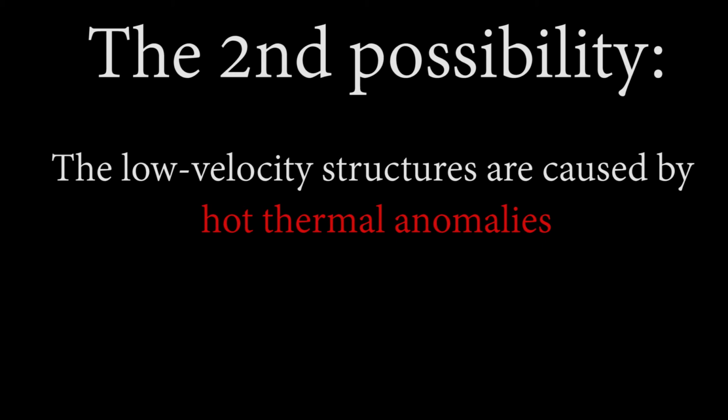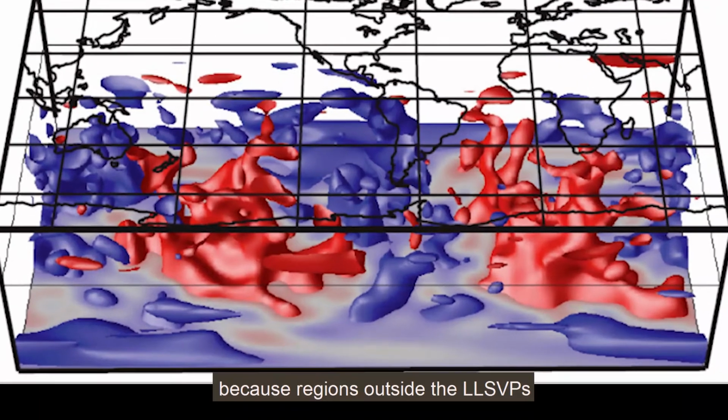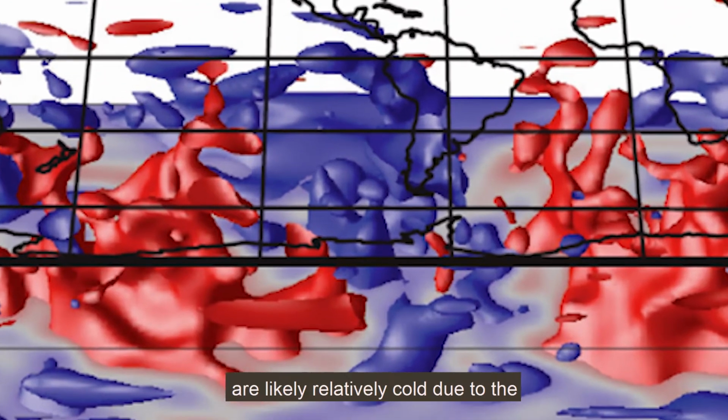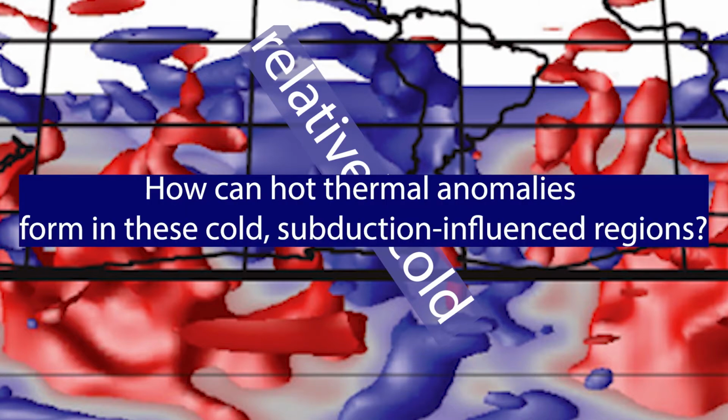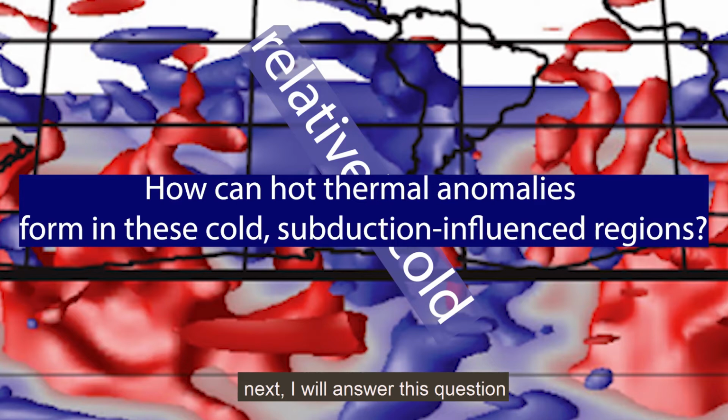The low-velocity structures are caused by hot thermal anomalies, because regions outside the LLSVPs are likely relatively cold due to the influence of cold subducted slabs. An important question for this hypothesis is, how can hot thermal anomalies form in these relatively cold, subduction-influenced regions? Next, I will answer this question through geodynamic modeling.